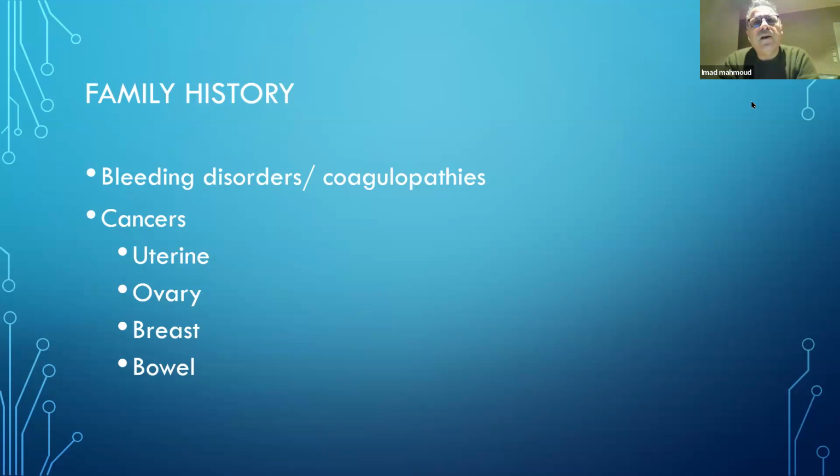Do they have a family history of gynecological cancers like uterine cancer, ovarian cancer, breast cancer, or bowel cancer? For bowel cancer, I don't know whether you guys know about Lynch syndrome, a syndrome where breast cancer, ovarian cancer and bowel cancer occur together. It has a gene that is shared between some families. Some of them present as ovarian cancer or breast cancer or bowel cancer or both.